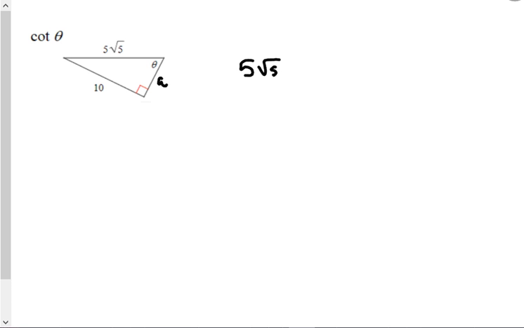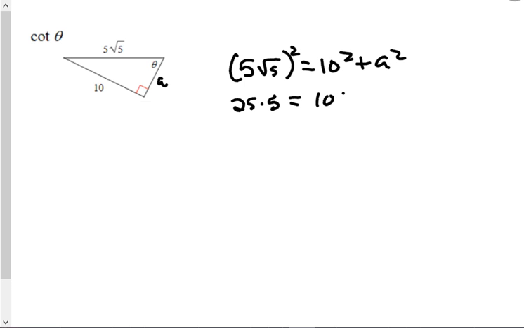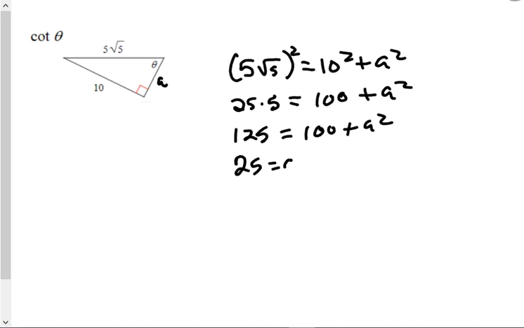5 square root of 5 squared is equal to 10 squared plus A squared. 5 square root of 5 squared is going to be 25 times 5. Of course, that's 100 plus A squared. So 25 times 5 is 125 equals 100 plus A squared. Subtract 100 from both sides. 25 is equal to A squared. And A is equal to 5. So that missing side, the adjacent side, is 5.